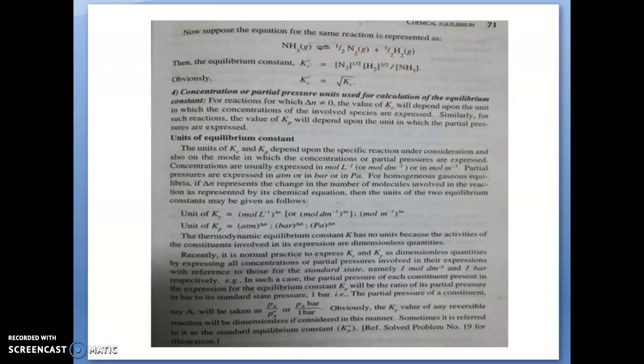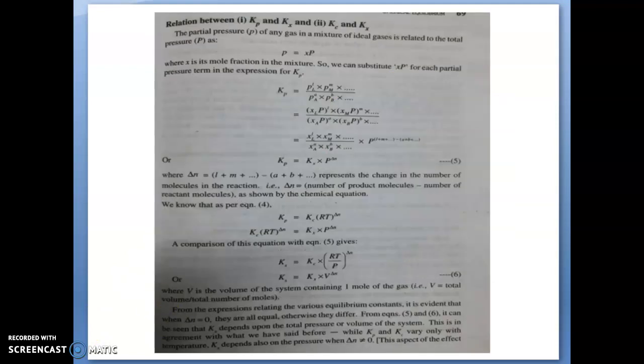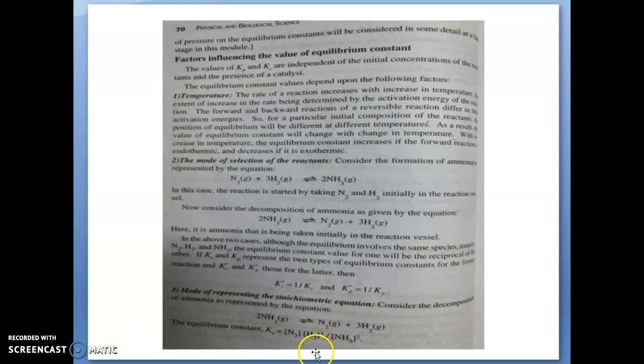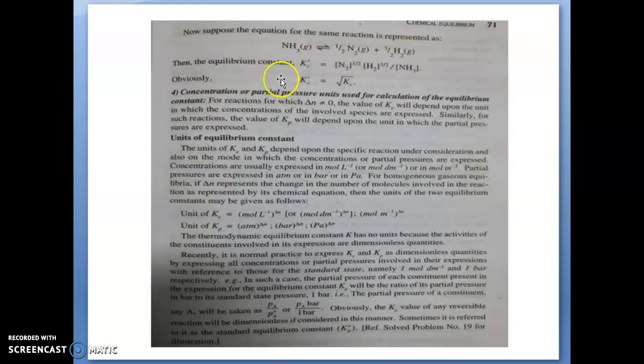Here you can see the difference between Kc and Kc dash. The stoichiometric representation is different, and according to that, the equilibrium constant will be different. So we can say that Kc dash is equal to the root of Kc. So the equilibrium constant value will change. Also, the concentration or partial pressure units will vary, depending on which unit we take. According to that, the equilibrium constant value will also be different.